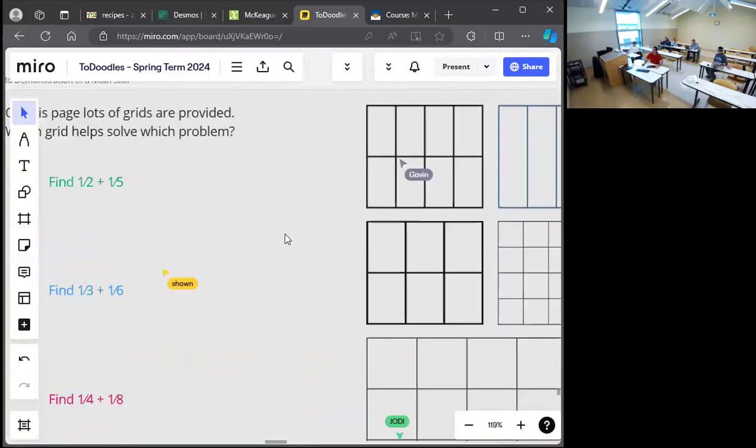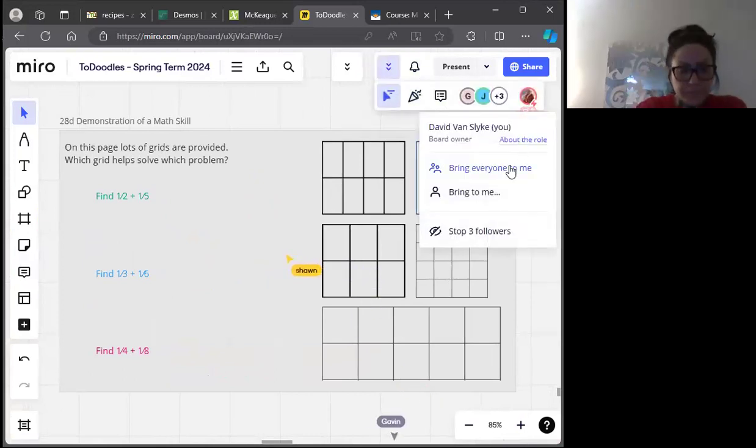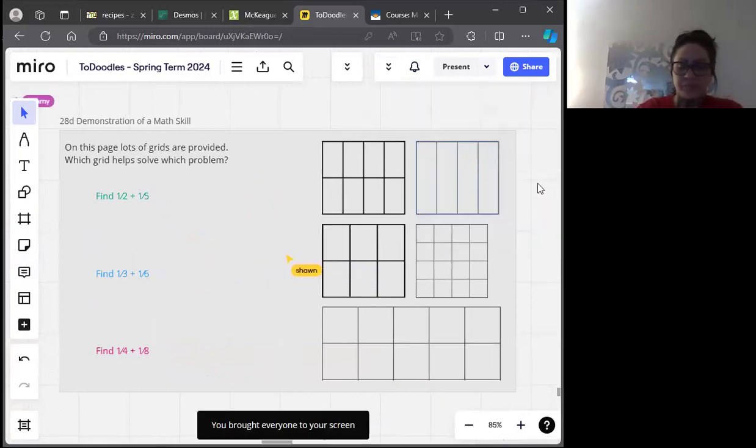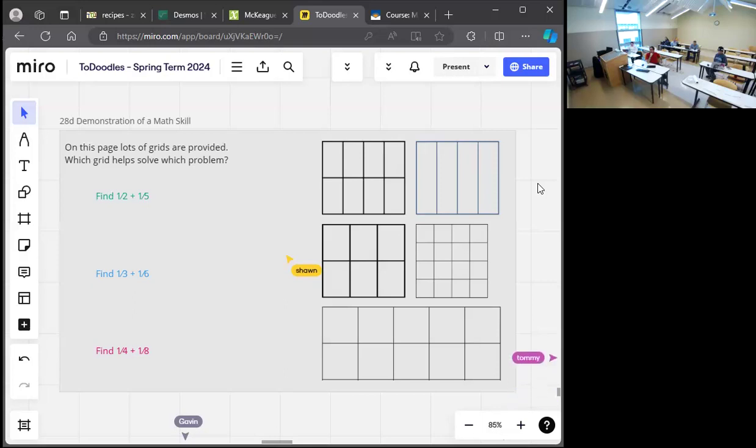So I'm gonna come over a little bit more this way and bring everyone to me. Not every grid will be used. We only have 3 addition problems, and we have 6 grids, so I've given you too many grids. Your first job is to just pick which grid is the right one for each problem.